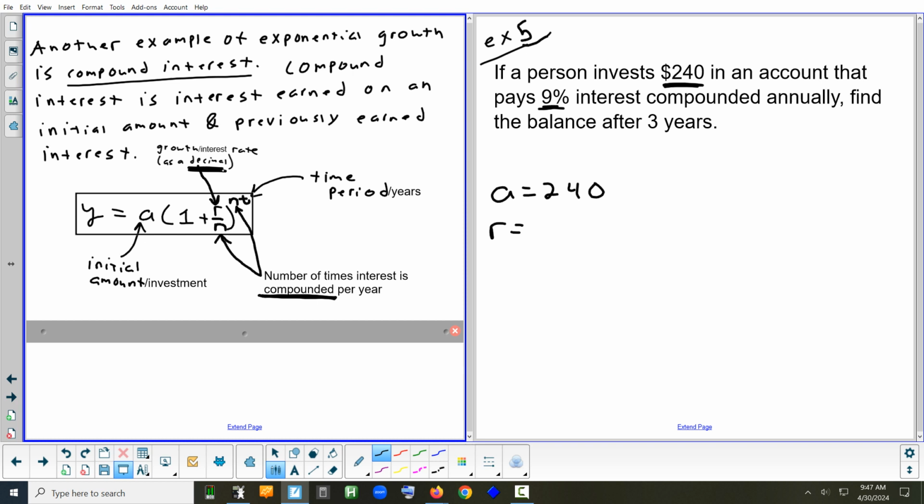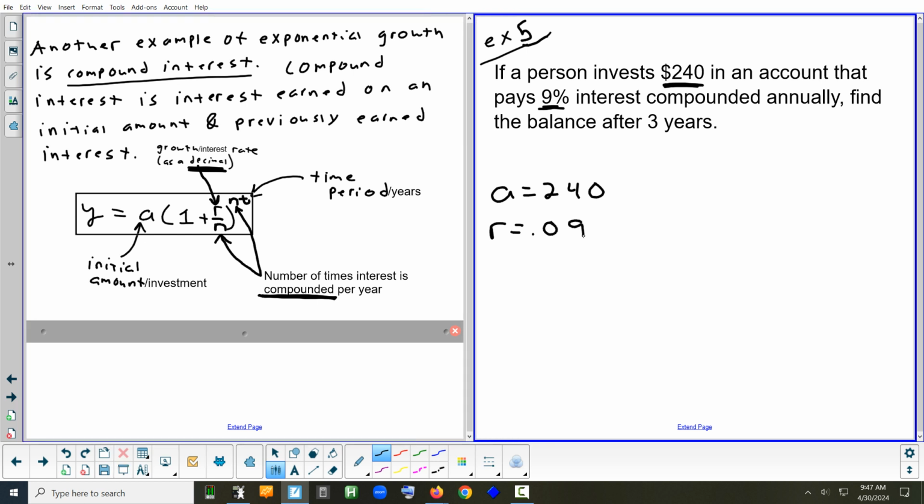What's 9% as a decimal? 0.09. All right. Anything else that's important if you keep reading the sentence? Find the balance after 3 years. Something before that we missed that's important. Annual. Compounded annually. What letter here tells you something about compounding?